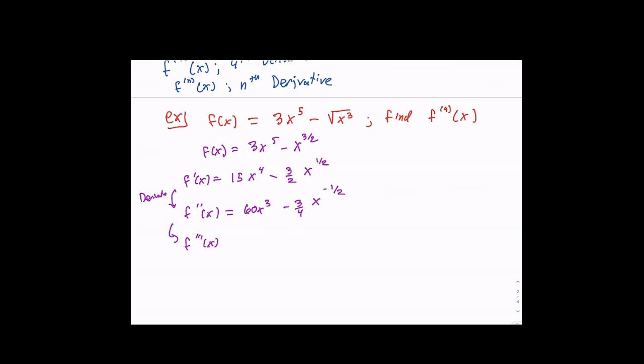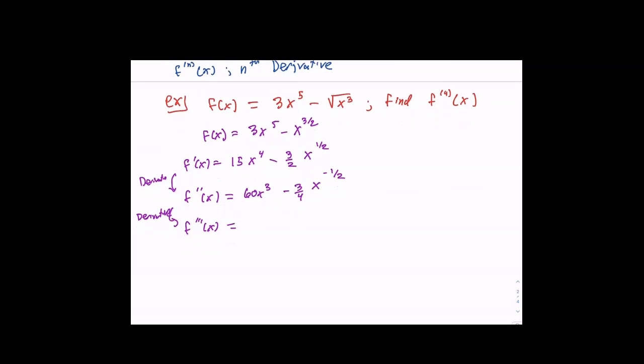Let's find a third derivative. 180x squared. We keep stopping. Plus 3 over 8 x to the negative 1 minus 2. Just subtract the denominator from the numerator. Negative 3 over 2. And finally, we can answer our question.